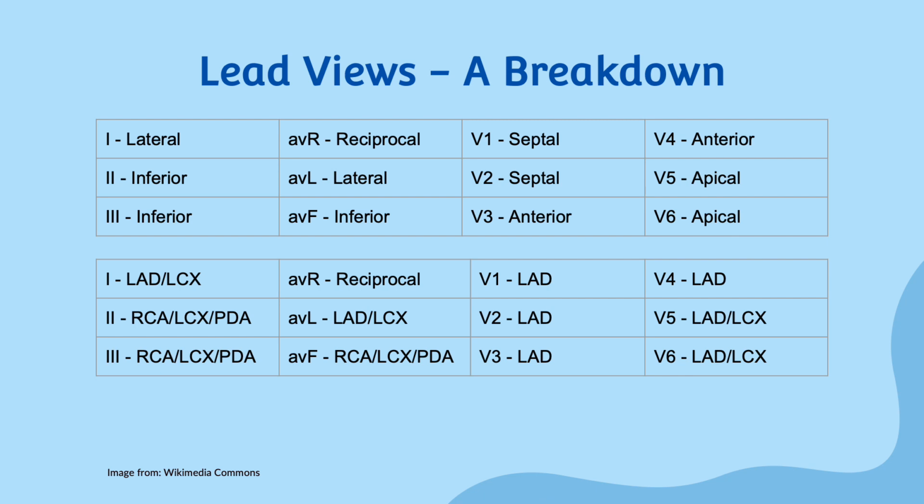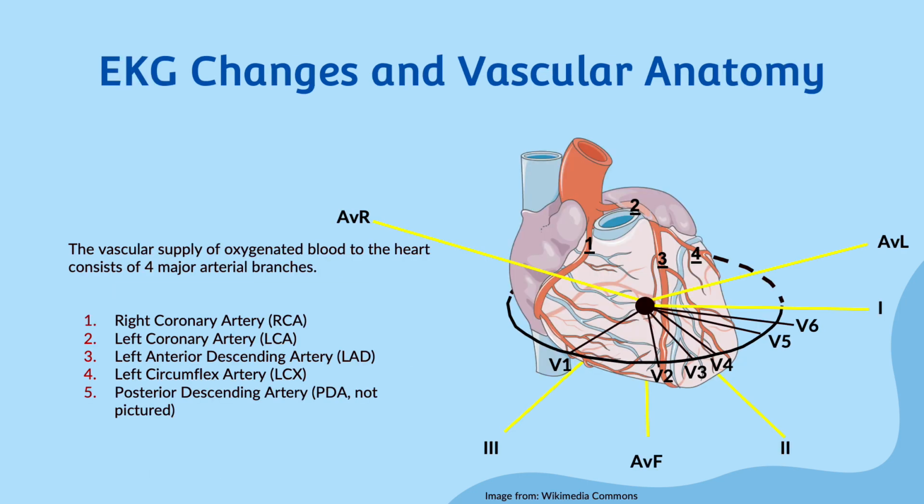You will note that the lead AVR does not look at a specific coronary vessel, and it is often thought of as the forgotten EKG lead. But you can see some changes on this lead that are considered reciprocal changes whenever you have pathology in leads AVL, 1, V5, and V6. Now that we have discussed this, let's take a look at a diagram that shows it.